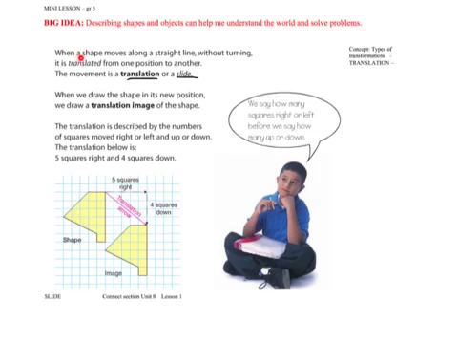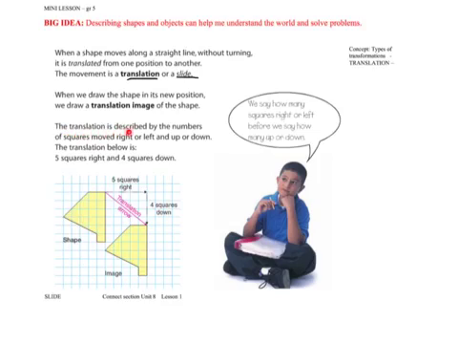When a shape moves along a straight line without turning, it is translated from one position to another, or it is slid. This movement is a translation or a slide. You should be familiar with both terms for that. When we draw the shape in its new position, we draw the translation image. The image is always the shape after it has been translated.